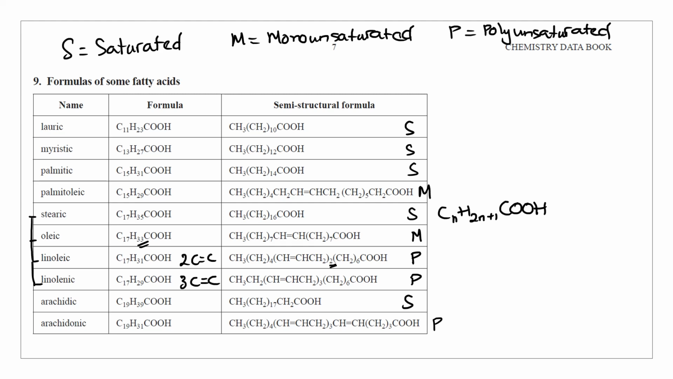So if I go to monounsaturated, I just go CnH2n-1COOH, and so you lose 2 hydrogen. And then if you want to add another CC double bond, you lose another 2 hydrogen. And then to add another, you lose another 2 hydrogen. So with practice, or just by observation, you should be able to tell how many carbon-carbon double bonds are present in a fatty acid just by looking at the ratio between carbon and hydrogen atoms, without having to be provided the semi-structural formula.